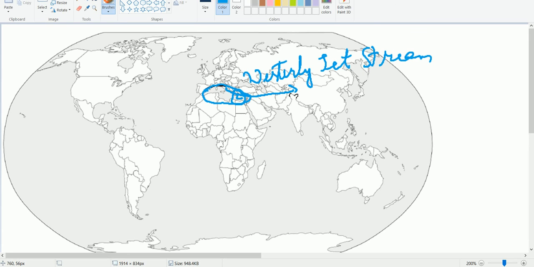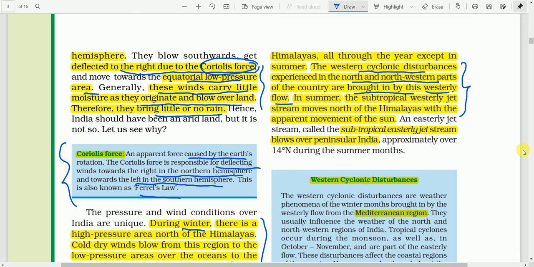So these western disturbances are brought towards India by the westerly jet streams, and thus cause winter rainfall in the northwestern part of India, heavy rainfall over the Himalayan mountains, and light rainfall over northeastern India. So this is the importance of the western cyclonic disturbances and the westerly jet stream affecting the climate of India. And in summer, the subtropical westerly jet streams move north of the Himalayas, as I told you earlier, with the apparent movement of the sun.